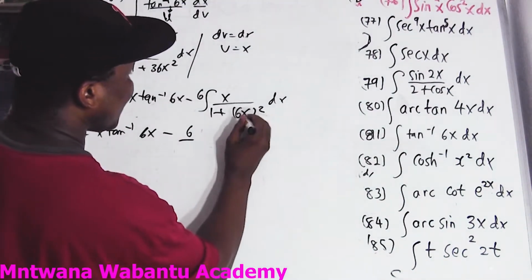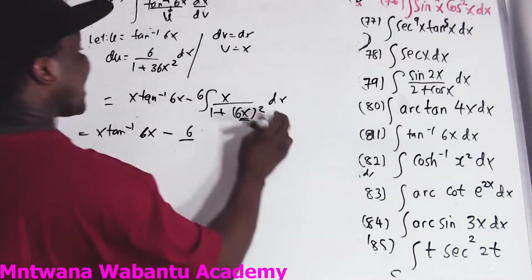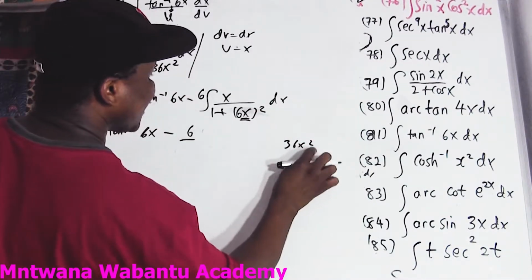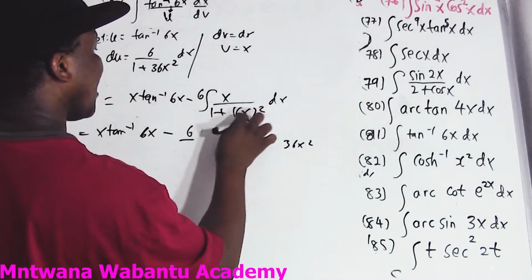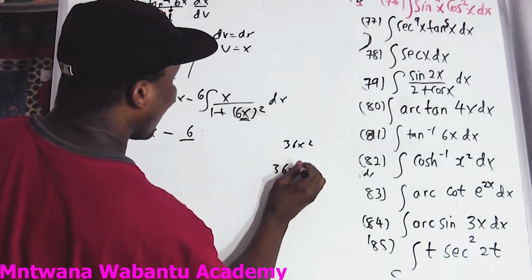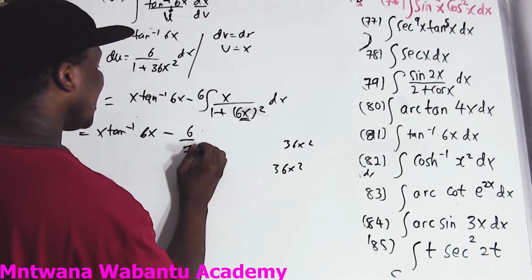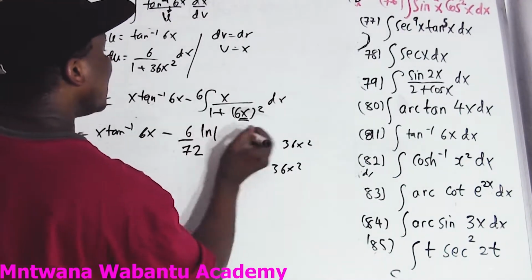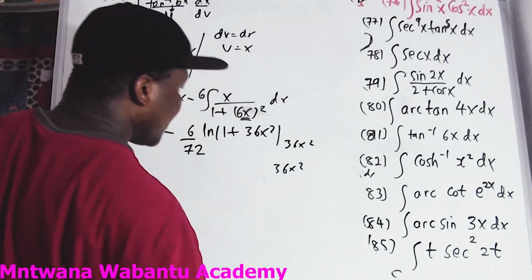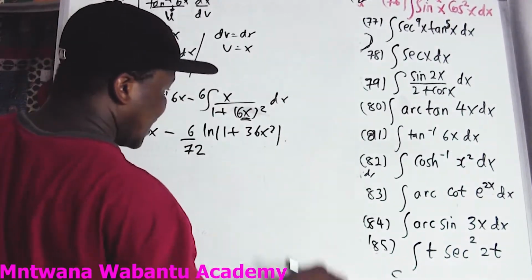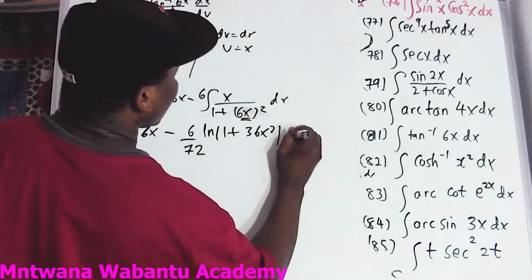Now, x tan inverse of 6x minus 6. You see this one? I know if I differentiate 6x, I get x. Like 36x squared, if I differentiate this, I'm going to get x. Means if I differentiate this, it's going to give me that one. So it's like 36x squared. When you differentiate, it's going to give us 72. And then ln, write exactly what you have here, plus 36x squared. And then you plus your constant, we're done.